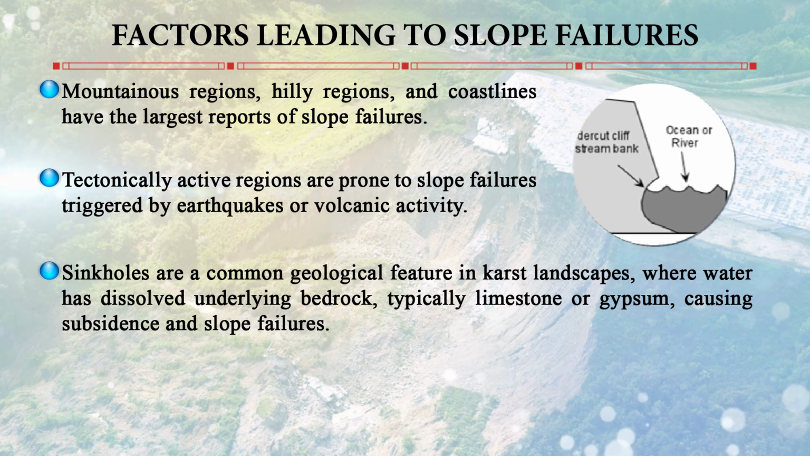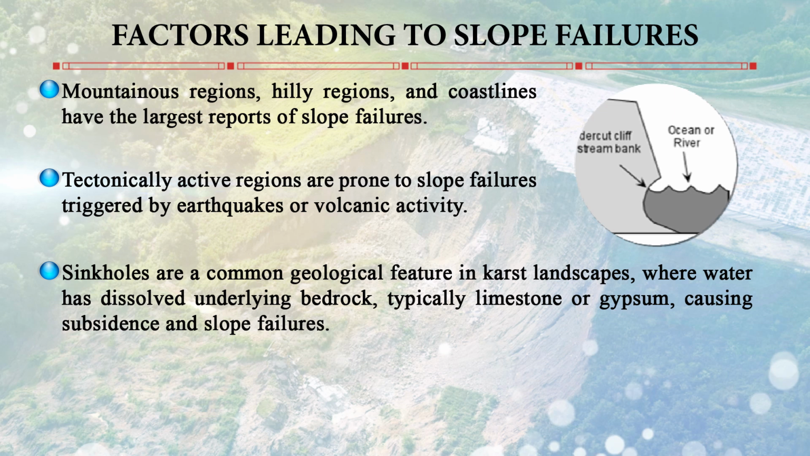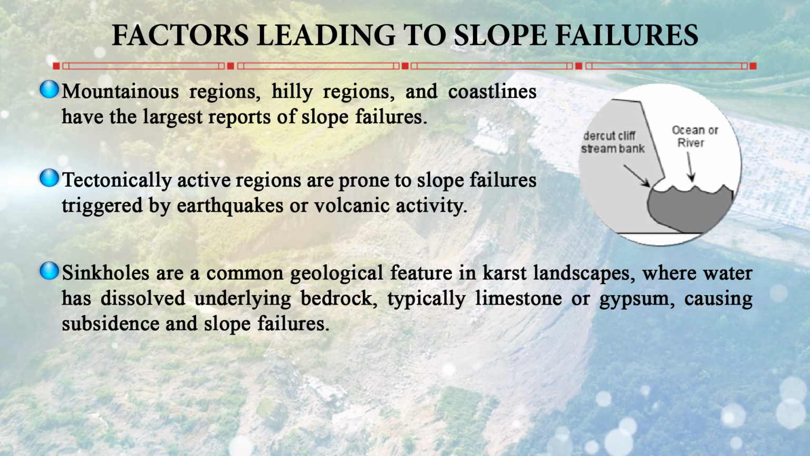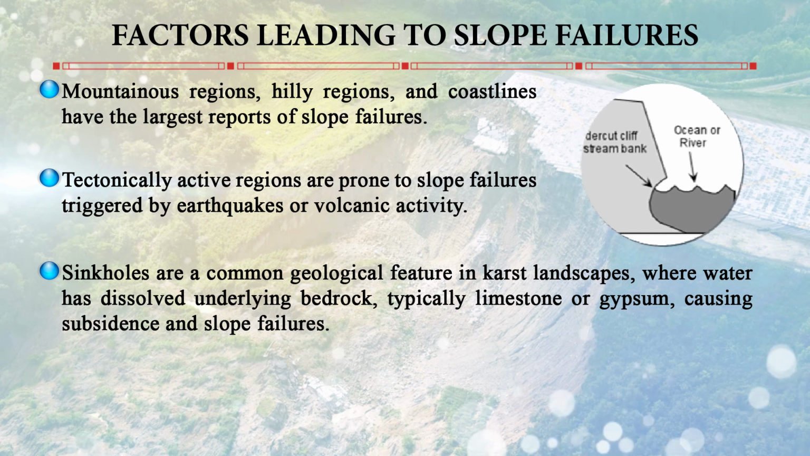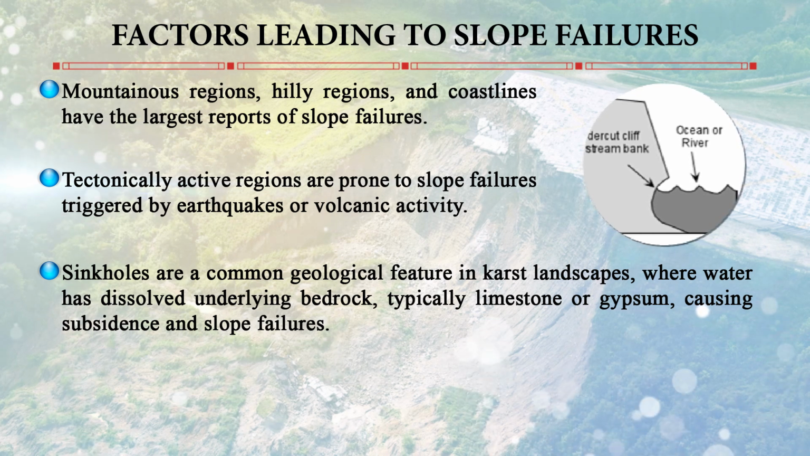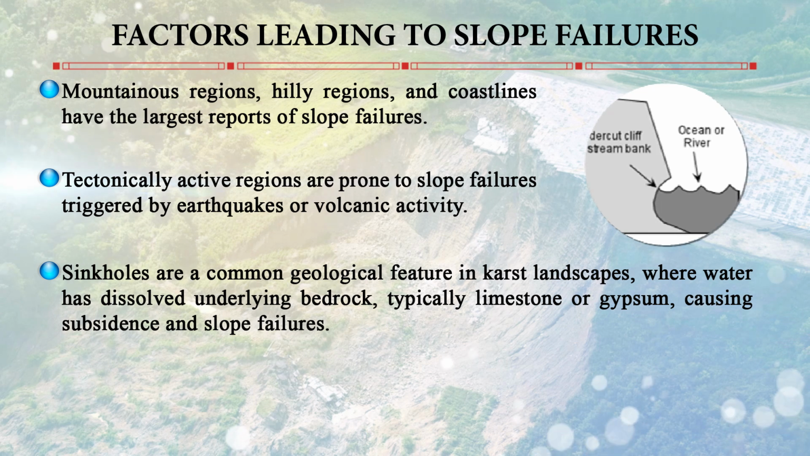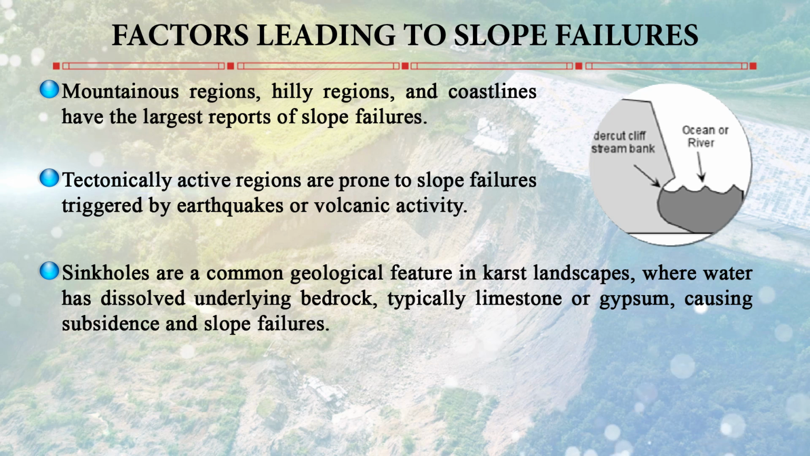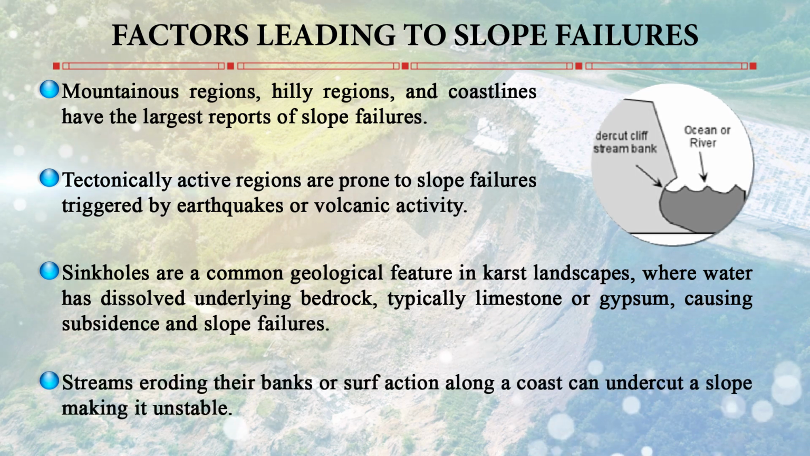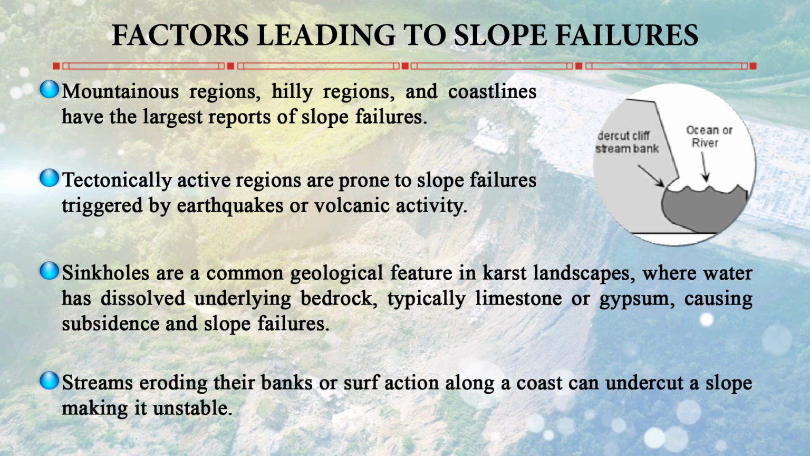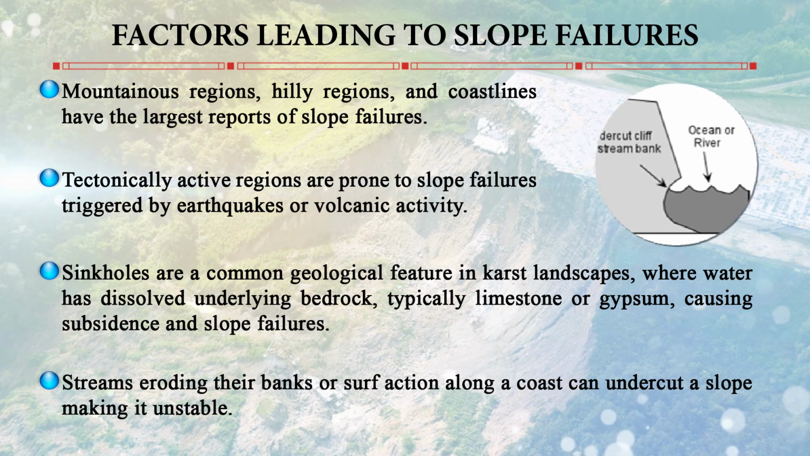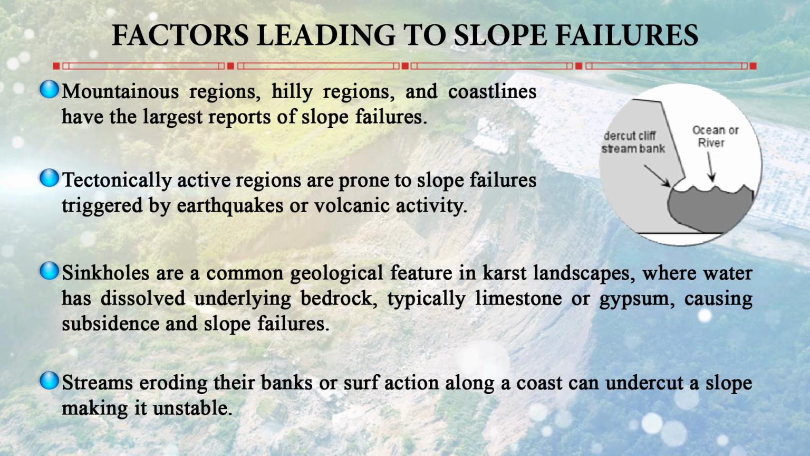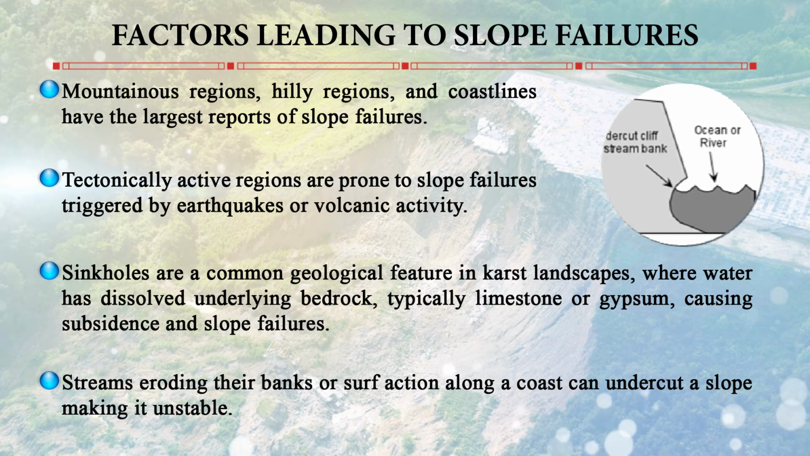Sinkholes are another common geological feature in karst landscape. For example, if there is limestone rock and carbon dioxide reacts with it, it can create caves, and if these caves collapse, they can cause subsidence and slope failure features. Streams eroding their banks, as you can see in the figure, or surf action along the coast can undercut the slope. Since the bottom is cut, the top is unstable and it can cause slope failure.